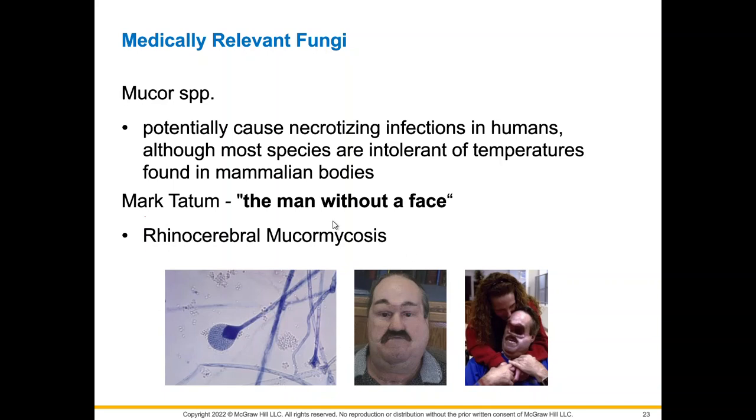They call him the man without a face, and it's because he contracted a Mucor species infection, and the condition was called rhinocerebral mucormycosis. I know that's a mouthful, but if we break it down, rhino means nose in Latin, cerebral referring to the brain, mucor, mycoses. It's a disease of a fungus and specifically of Mucor species.